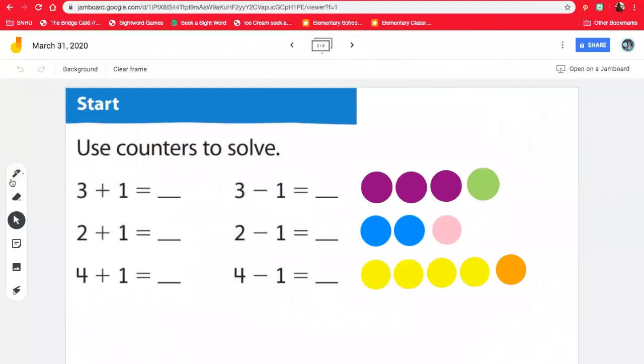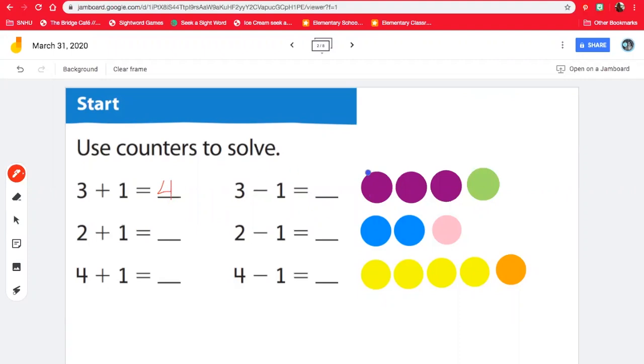Here's our start. It says, use counters to solve. We have 3 plus 1 equals blank. I notice there's counters over here already for us. So we have 3 purple ones already, and we have to add 1. It looks like there's a green one over here. So 3 plus 1, if we put 3 in our calculators and count on by 1, we get 3, 4. 3 plus 1 is 4.